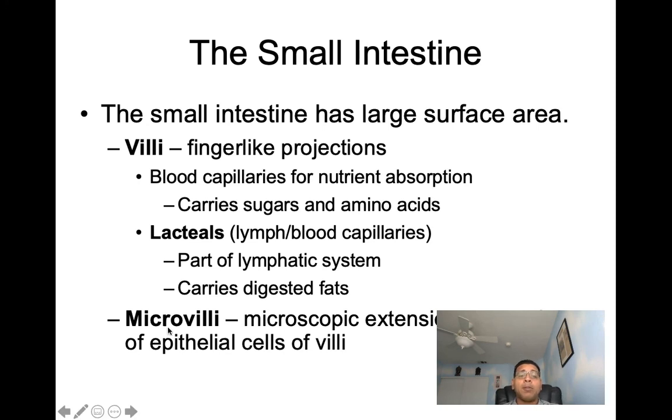Now, microvilli. Microvilli are microscopic extensions found on the surface of the epithelial cells of our villi. So you can see here microvilli. They're microscopic villi found in relation to our villi. Our microvilli also help increase our surface area for the absorption of nutrients.